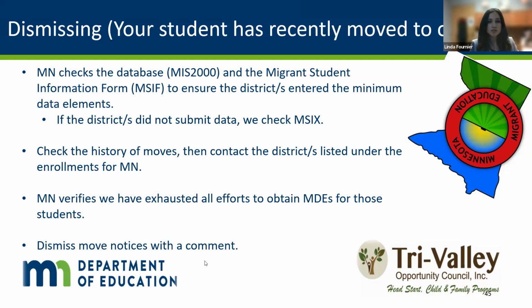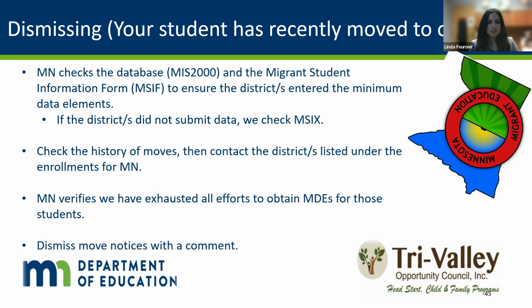So we check, we also can go in MSIX if a district did not submit any data in one of our MSIFs, our workbooks, then we will check MSIX and just check the history of moves and then try to make contact with some of those districts that they have had in the history of moves, if they might have had an enrollment somewhere else. And so we'll just go back and check enrollments for those districts. We also verify that we've exhausted all efforts to obtain the minimum data elements for those students. And then depending on the outcome, we'll dismiss the move notices with a comment, of course.